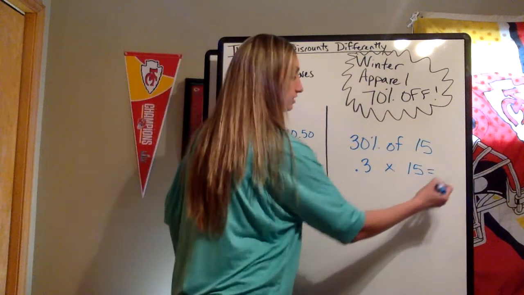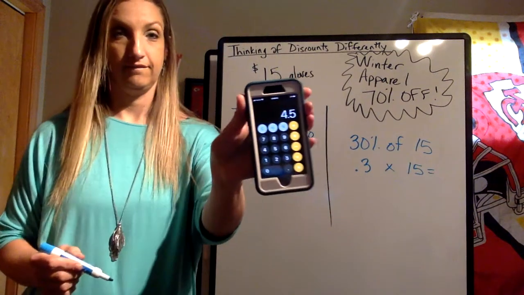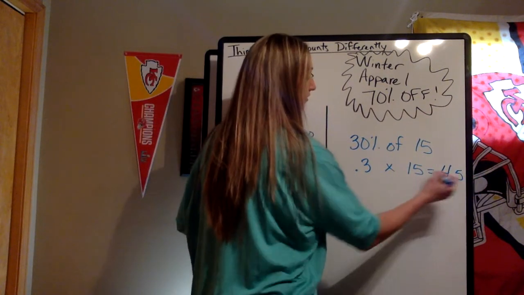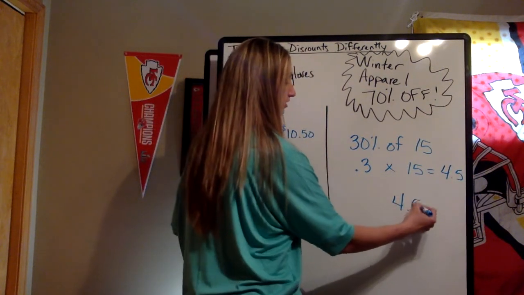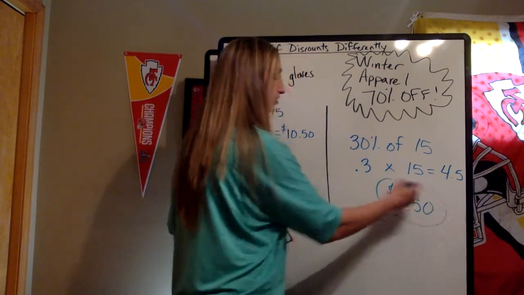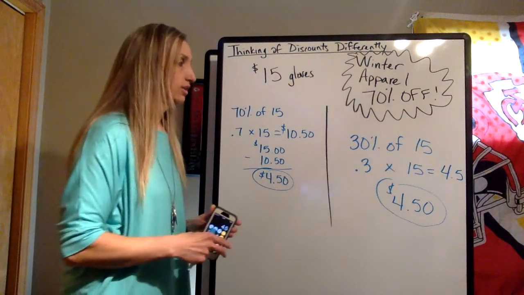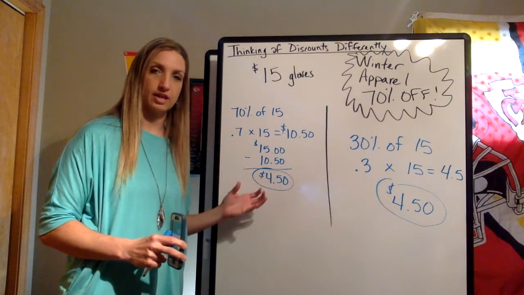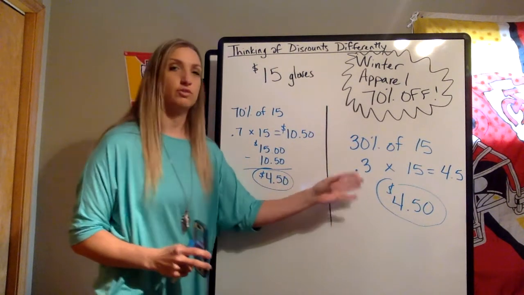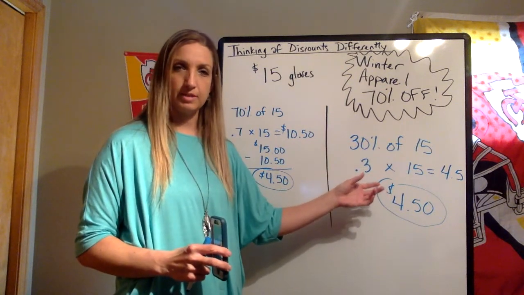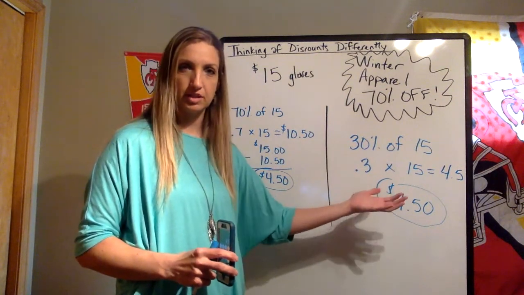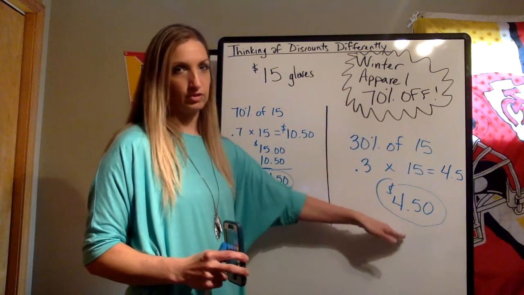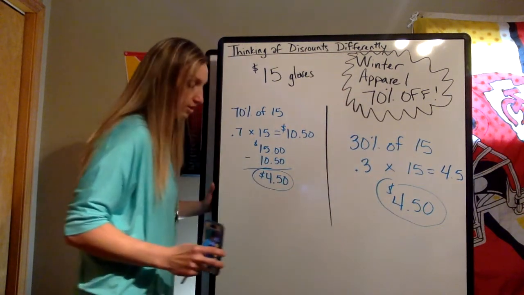And we get 4.5. Well, what is that? That's $4.50. That's what we got. We got the same answer. In the first strategy, we figured out how much we're taking off, and then we had to take that off. In this strategy, we figured out that if it's 70% off, I'm actually paying for 30%. So what is 30% of the cost? It's $4.50. Okay, let's look at another one.